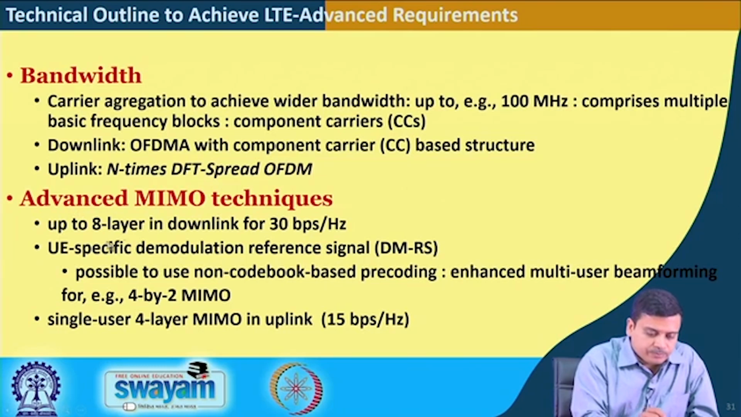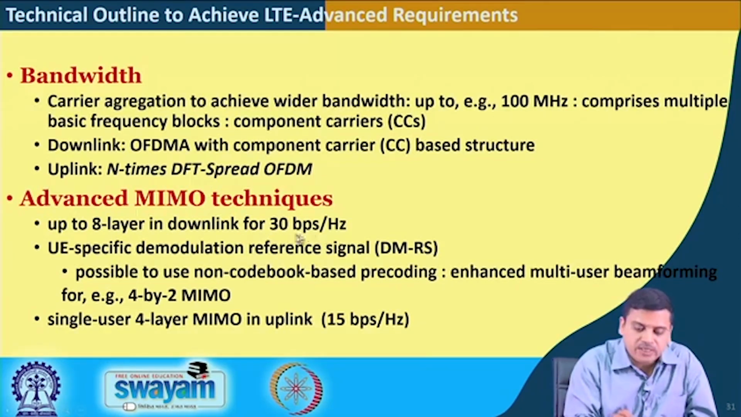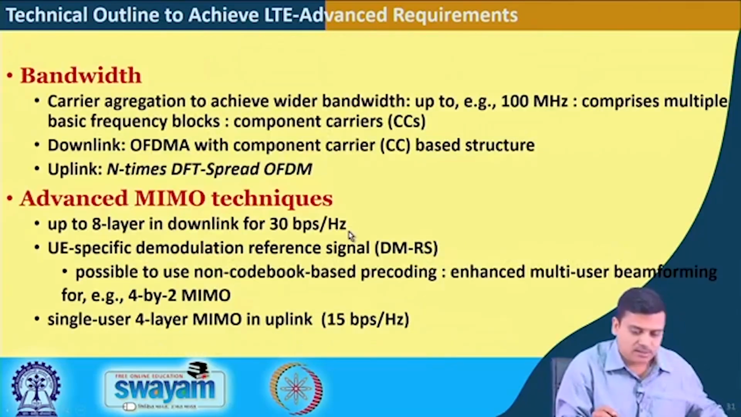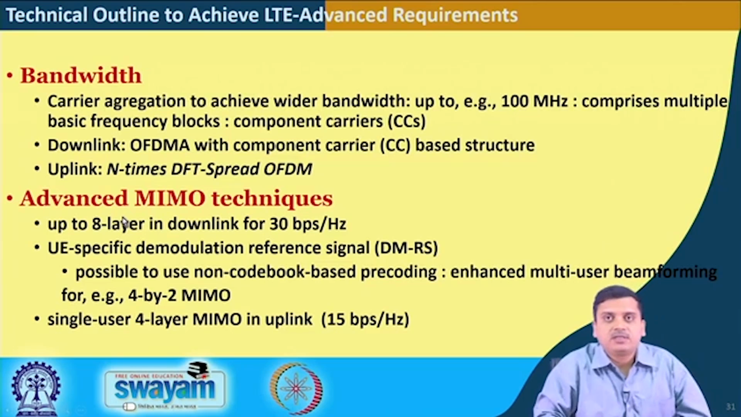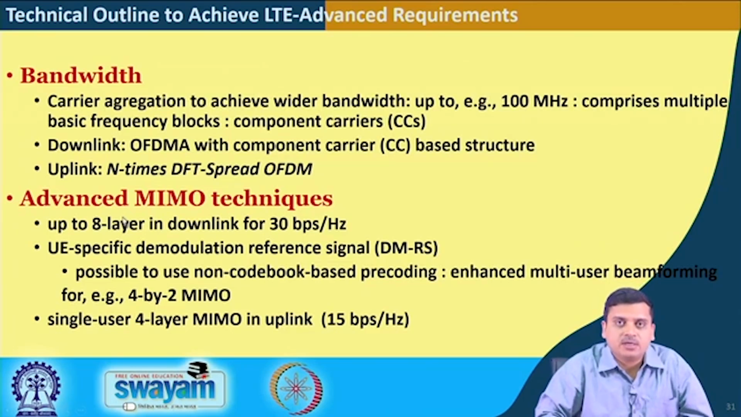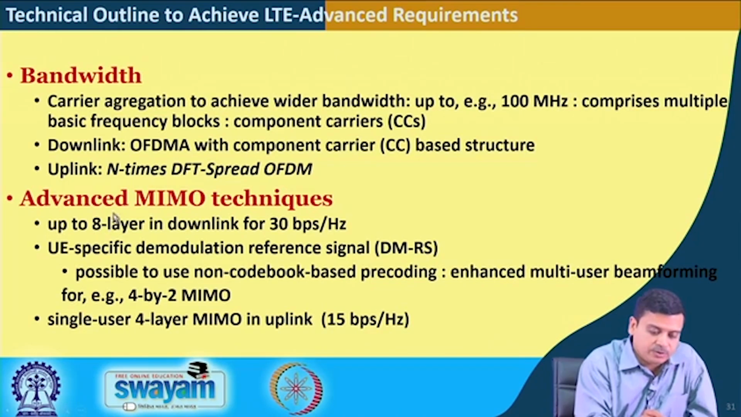In MIMO, up to 8 layers in downlink for 30 bits per second per hertz is doable. 8 layers means 8 spatial streams. That means simultaneously 8 data streams which operate on the same time and frequency are accessible in downlink. So, they multiply the SISO data rate by a factor of n, or here it is 8.